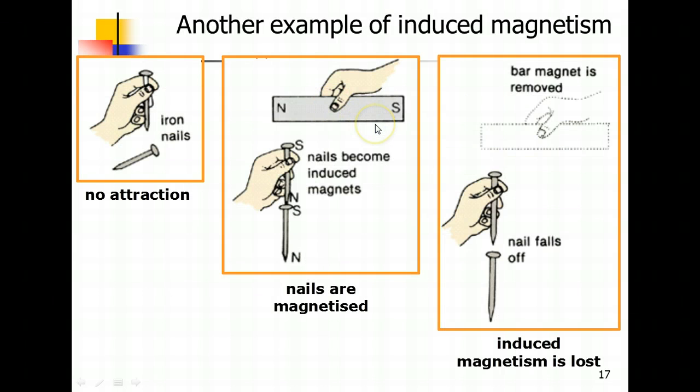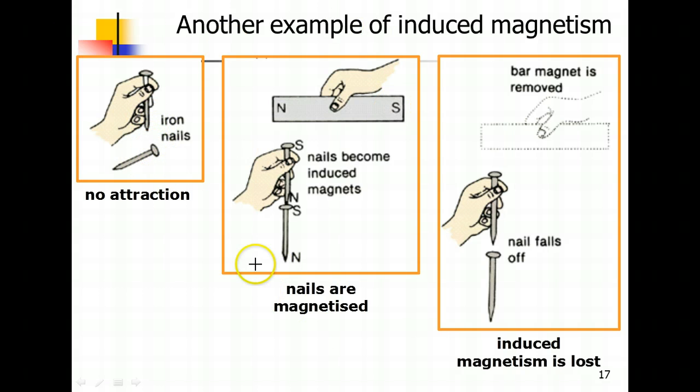Alright, now moving on to the next slide. These are other examples of induced magnetism. Let's have a look at the diagram on the left hand side. Two iron nails, both of them are magnetic materials. However, since none of them are already magnets, there will be no attraction between the iron nails.